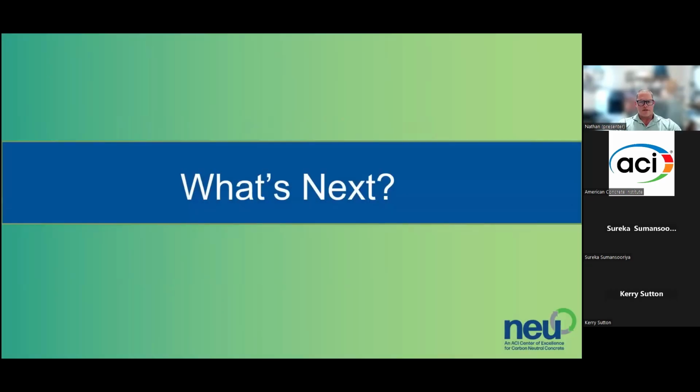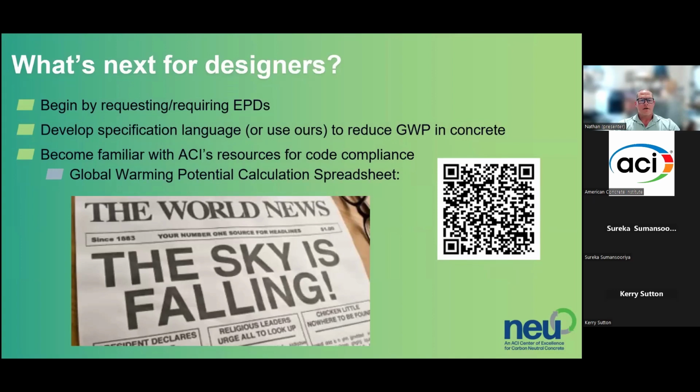And so what is next? Well, what's next for designers is that they need to begin requesting or requiring environmental product declarations to get comfortable with using these values and reporting on these values. You should be developing specification language, or if you need help with specification language, I'm here to help you to reduce the GWP in the concrete and get familiar with ACI's resources on this.